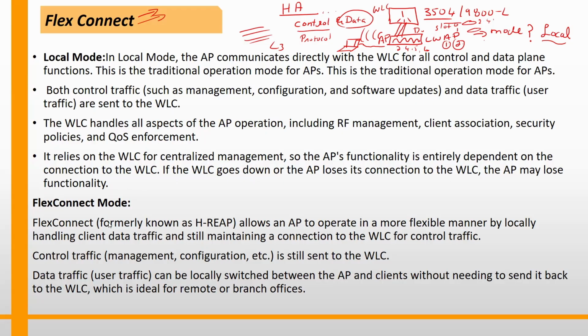functionality. On the other hand, FlexConnect mode allows an AP to operate in a more flexible manner by locally handling client data traffic and still maintaining a connection to the WLC for control traffic. Control traffic is management and configuration. Then user traffic is the data traffic. It can be switched locally between the AP and the clients without needing to send it back to the WLC.